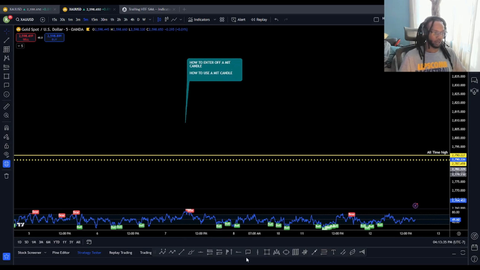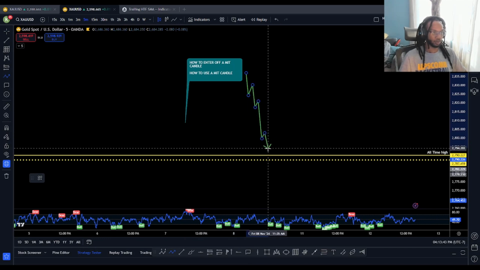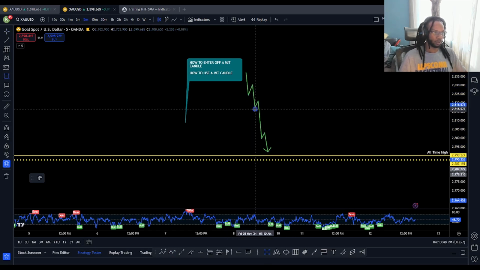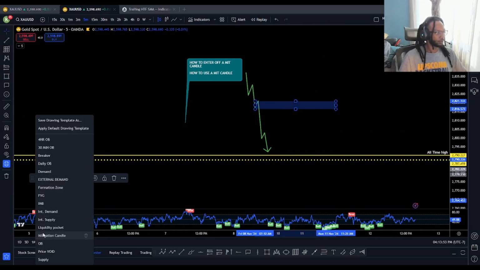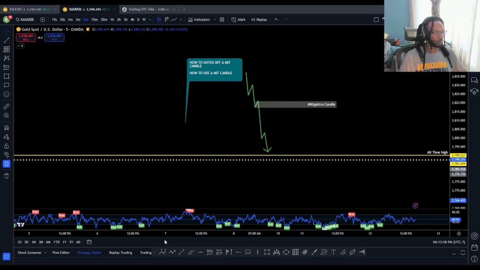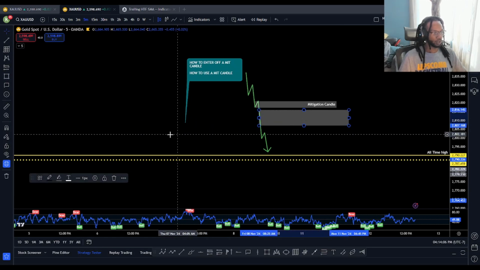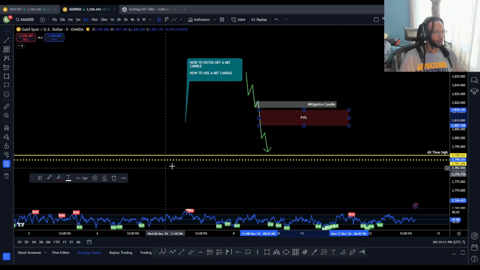So say we have normal market structure, price going down, and so on and so forth. Okay. And this right here is our mitigation candle, labeled as mitigation candle. Okay. Here we have a fair value gap with this larger extension down. We'll go ahead and label that fair value gap.